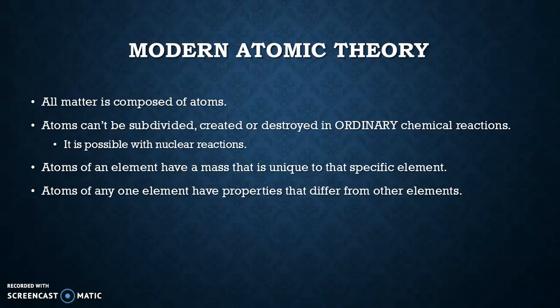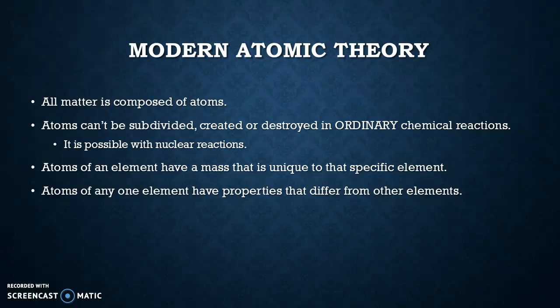That's why the next bullet says it is possible with nuclear reactions. So we have nuclear power plants, we have nuclear labs, and that's what they do. They go around, they split those things that normally we cannot do in an everyday natural setting. Atoms of an element have a mass that is unique to that specific element. So you'll see when you see the periodic table that there's an atomic mass.